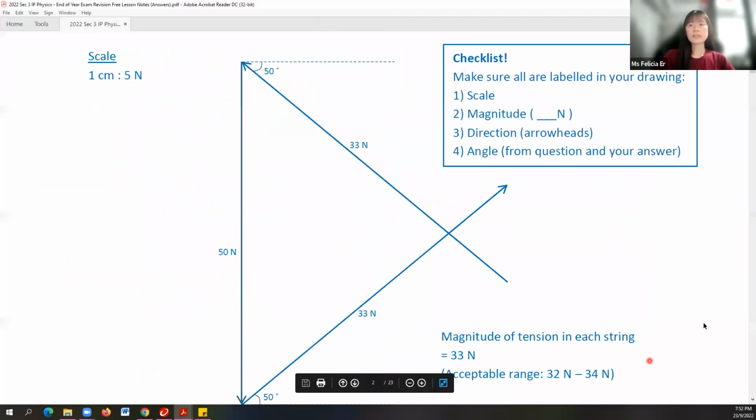So here is the range that the answers can be accepted. By right, you need to erase away the excess lines. Then you just check whether you have everything. So come, everyone, let's check your answer together.